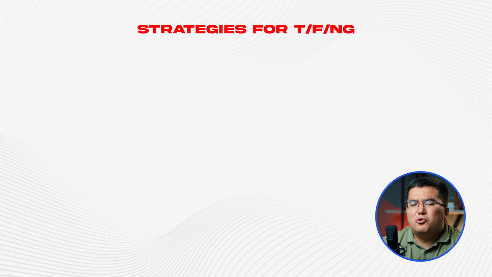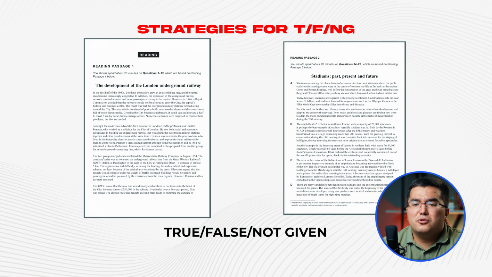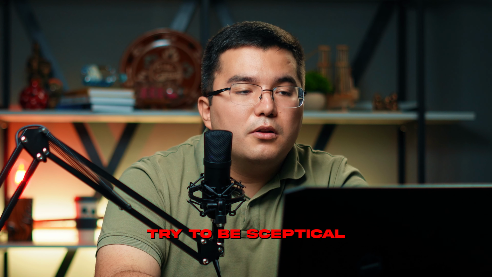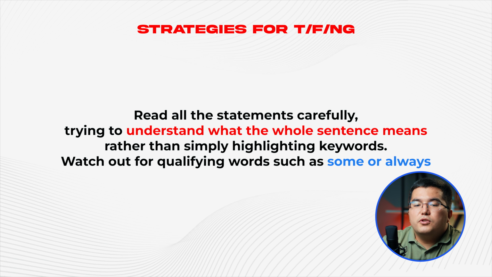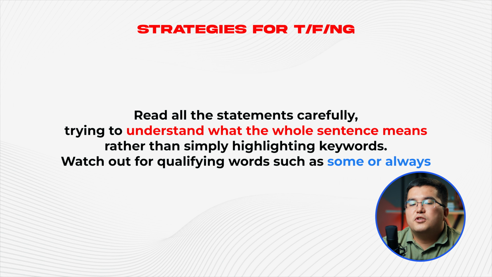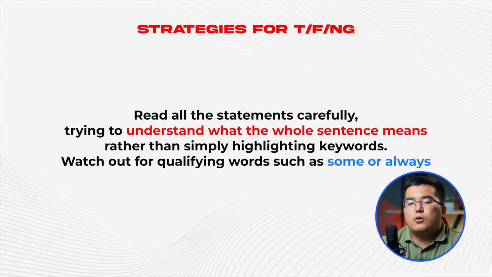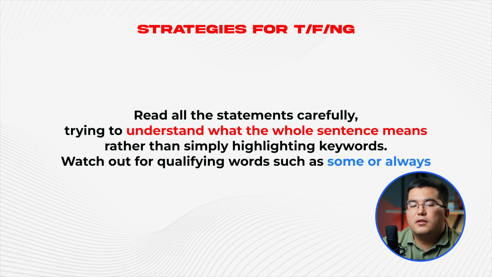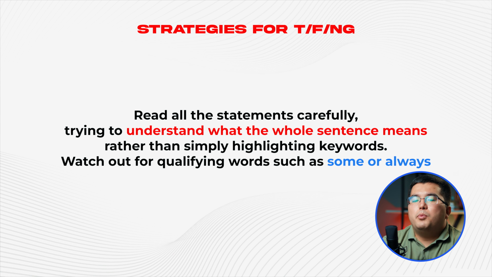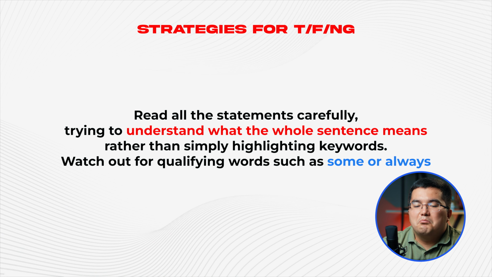I am accustomed to seeing true, false, not given in passage 1 and passage 2, while yes, no, not given mostly comes in passage 3. But it's not a rule. Nobody guarantees you this fact. Every time try to be skeptical about this and read the instructions carefully. The second, read all the statements carefully, trying to understand what the whole sentence means, rather than picking out some keywords. Those who only care about one or two keywords from the statement can lose the big picture. As a result, they will make some silly mistakes.